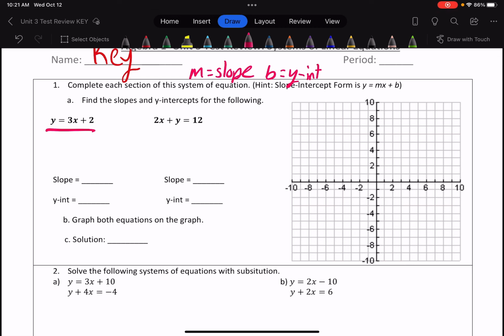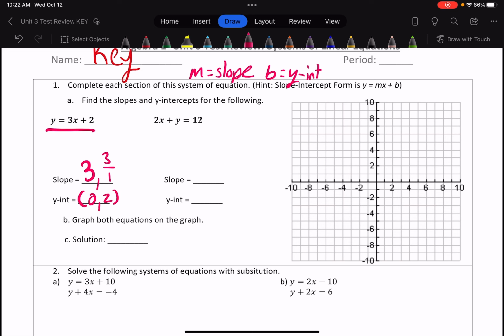So if I am looking at this equation, I've got y equals 3x plus 2. That means I have a slope of 3, or I could write that as 3 over 1, which means I'm going to rise 3 and go to the right 1. Then I have a y-intercept of 2, but in order to write that as an intercept, that's going to be 0, 2, which means it has an x value of 0 and a y value of 2.